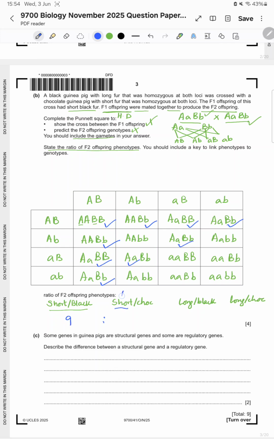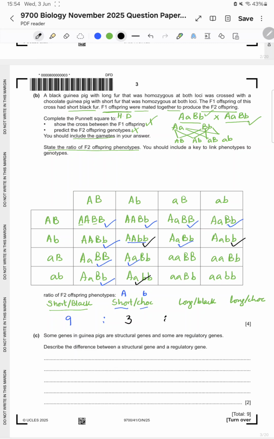And then short and chocolate. So short means capital A we are looking at, chocolate means we are looking at small b. So short and chocolate, this is one. Let's choose another color for that. This short and chocolate, this short and chocolate, and this is short and chocolate. So that will be 3.